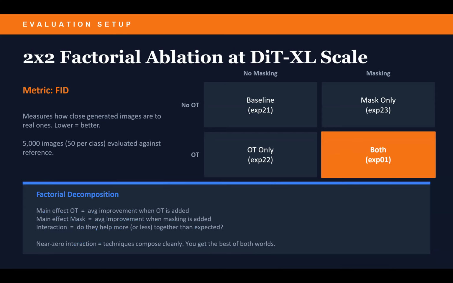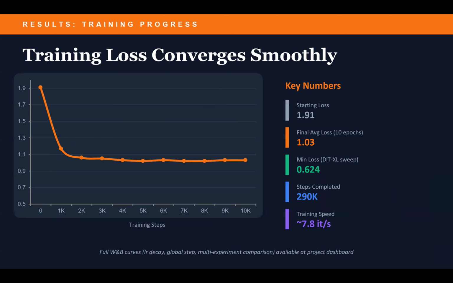Next, we are going to talk about the 2 by 2 factorial ablations that we used. We have four major boxes: the baseline, masking only, OT only, or both of them. The closer it is to zero, the better it is as the interactions speed up, and we use 5,000 images for it.